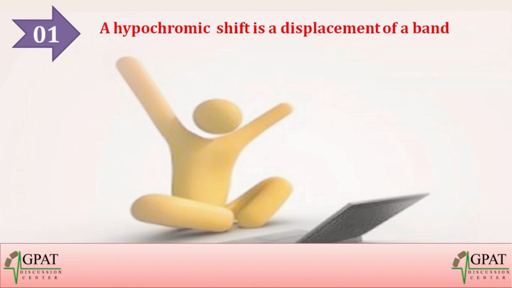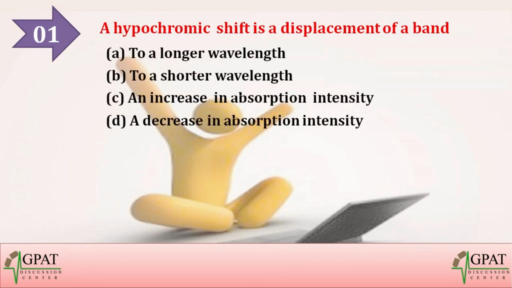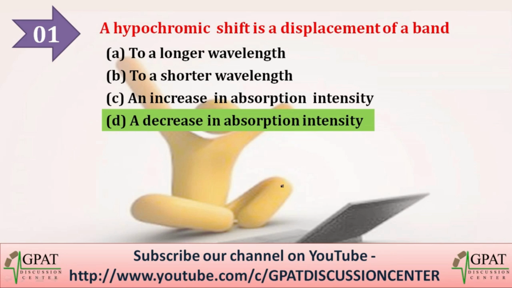A hypochromic shift is a displacement of a band. Options are option A to a longer wavelength, option B to a shorter wavelength, option C an increase in absorption intensity, and option D a decrease in absorption intensity. So the correct answer is a decrease in absorption intensity. A hypochromic shift is a displacement of a band towards a decrease in absorption intensity.